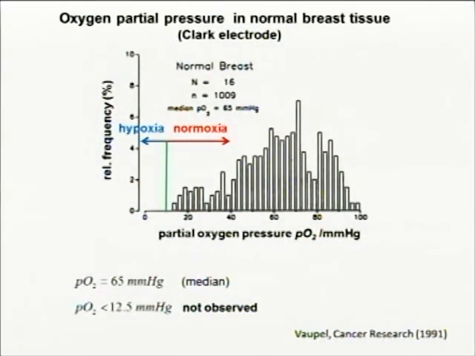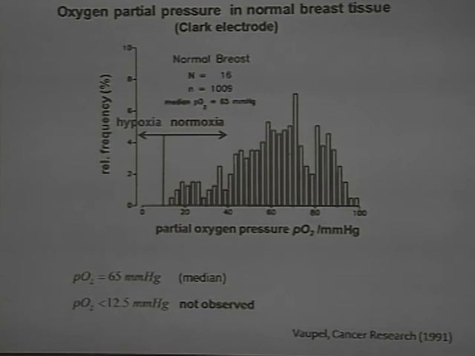Here I show you data taken from the literature, and this is partial oxygen pressure measured by the Clark electrode in normal breast tissue, and you see there is a broad distribution of pressures, and all the pressures above 10 millimeter mercury are called normoxia. This is a normal state, and well, you have a rather inhomogeneous distribution. But there are no measurements below 10 millimeter of mercury, so you have no lack of oxygen, or hypoxia.